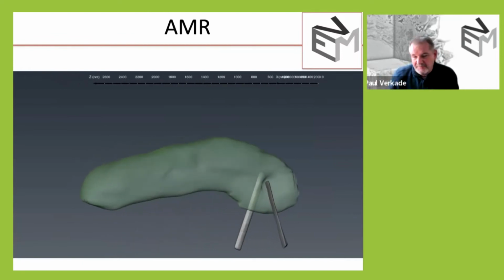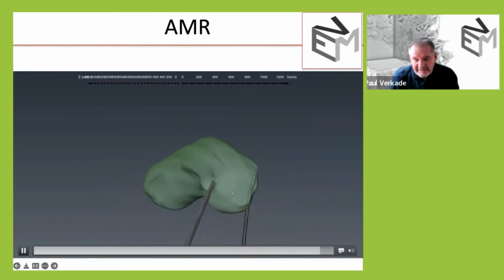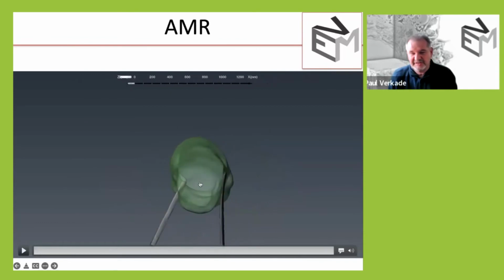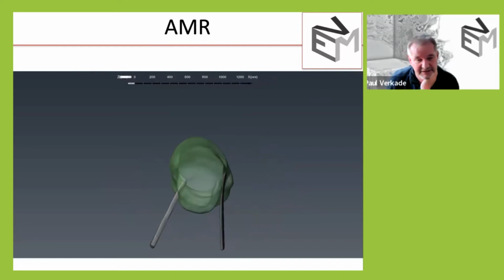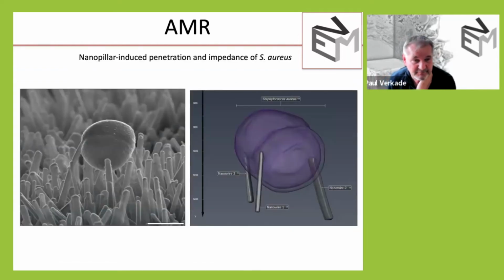This one nanowire is not really penetrating. This one we think is penetrating. But again, that's where at that point we were a bit limited with the FIB imaging itself. And that's where we did the lamella lift out, and that's where we really could see that some of those nanospikes are really penetrating the bacteria. And like I said, that also works for Staphylococcus aureus.